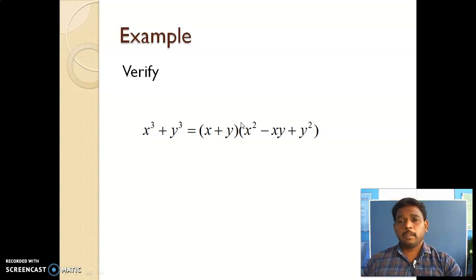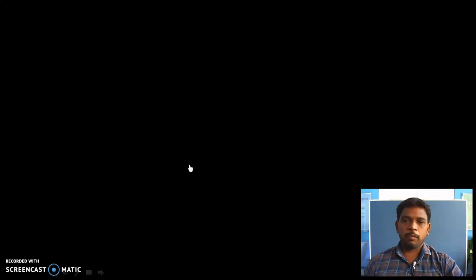Look at the next example. So verify x cube plus y cube equals (x plus y) into (x square minus xy plus y square). So this is also one of the expressions, like a formula, right? We are going to verify this as in the previous one. In the last one, a negative sign is there, but here now a positive sign is there. Okay, so look at the solution now.